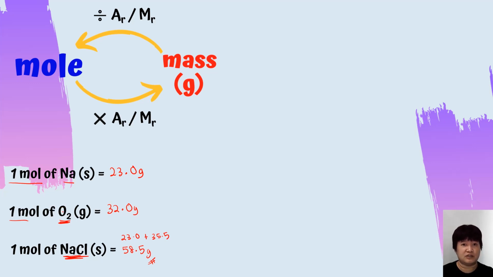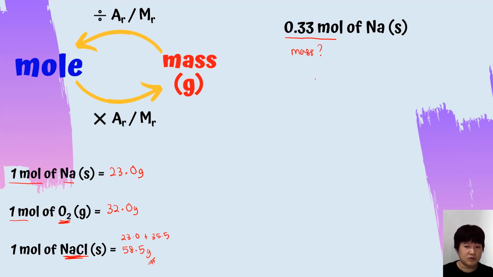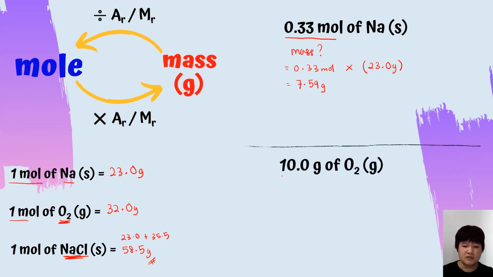But what happens if we don't have 1 mole? If in the question, you only have 0.33 mole of sodium. So, how do we know how many gram is there? So what do we do? We will use the 0.33 mole and times with the relative atomic mass of sodium, which is 23 gram. So press your calculator. 0.33 times 23 equals to 7.59 gram.